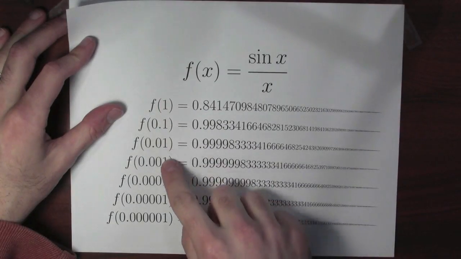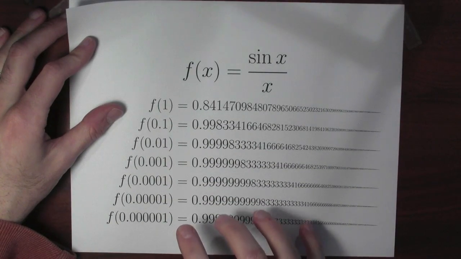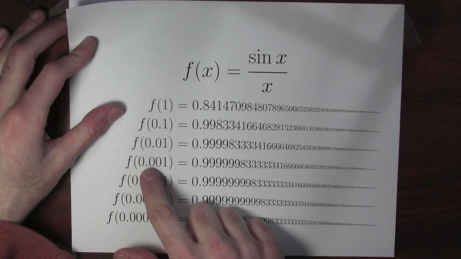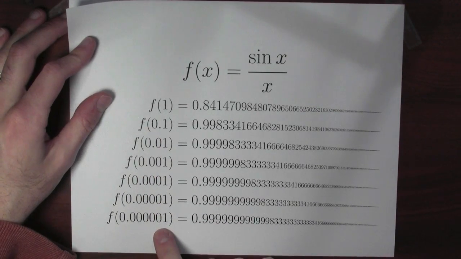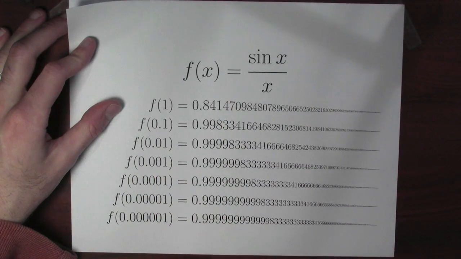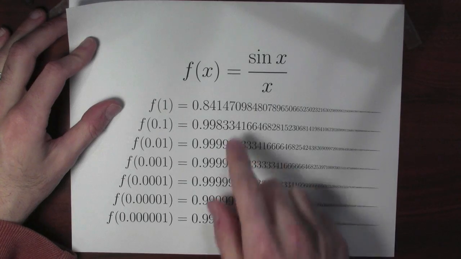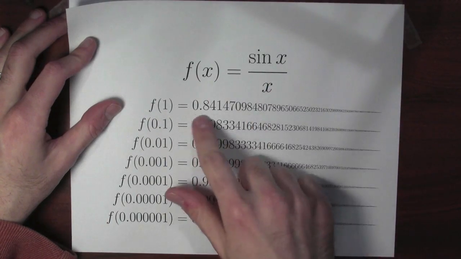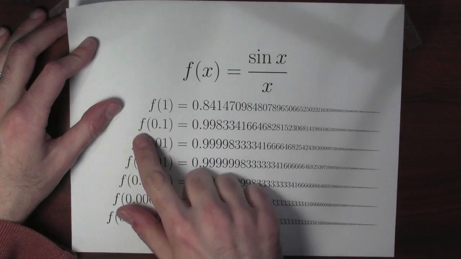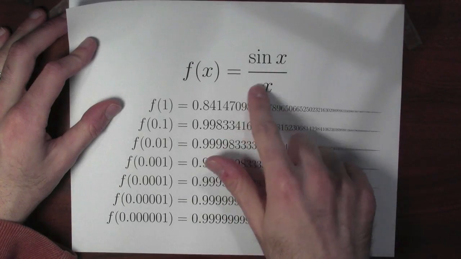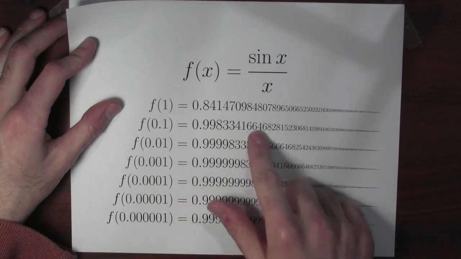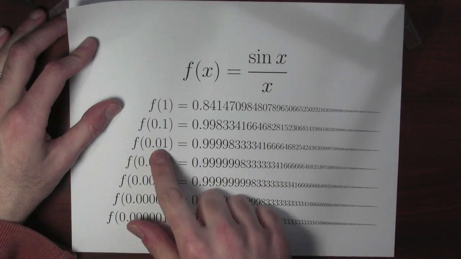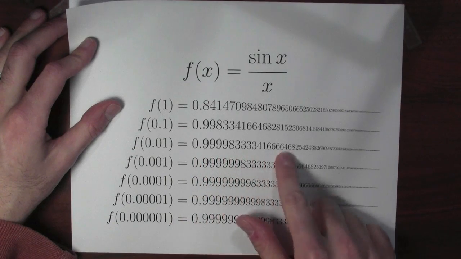So here's a bunch of input values that are getting closer and closer to 0. Right? 0.1, 0.01, 0.001. These are getting closer and closer to 0. And I'm looking at my output values for my function. So f of 1 is sine of 1 over 1. This is sine of 1. F of 0.1, that's sine of 0.1 over 0.1. It's 0.99, a little bit more. F of 0.01 is 0.9999, a little bit more.